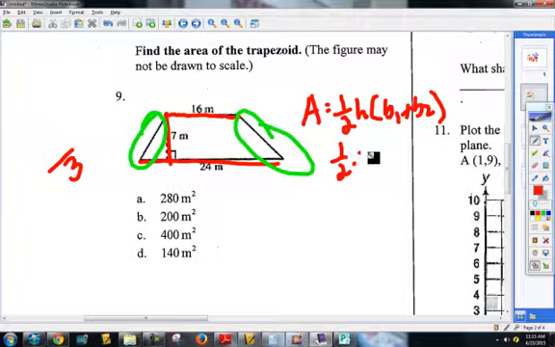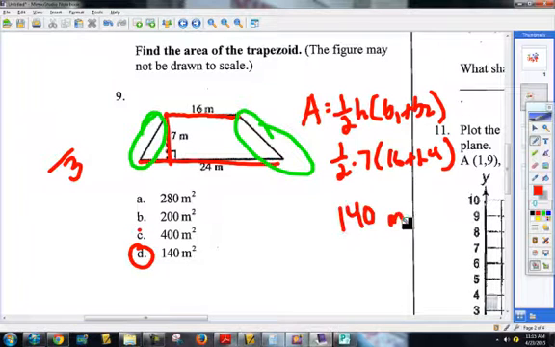So it's going to be 1/2 times 7 times 16 plus 24. You're going to end up getting 100. Is it C? Yes. Okay. It is C. That's what I thought. Okay, so you should have this. So your 3 points, guys, are formula, answer, units. 3 points.